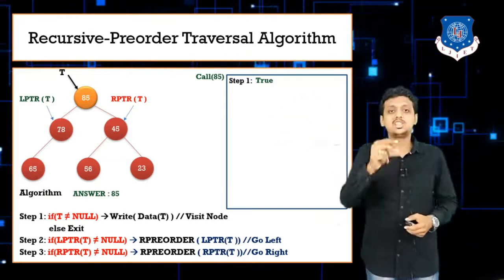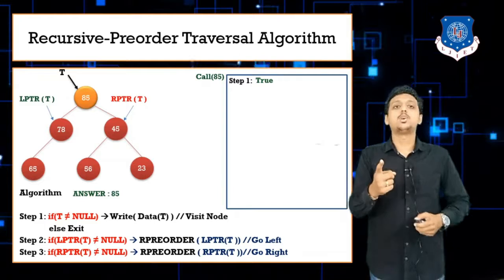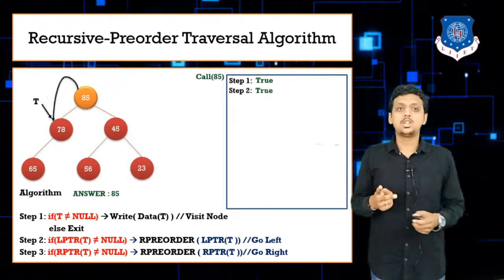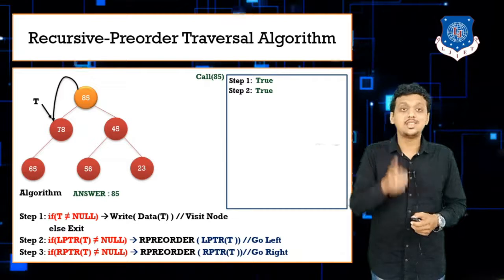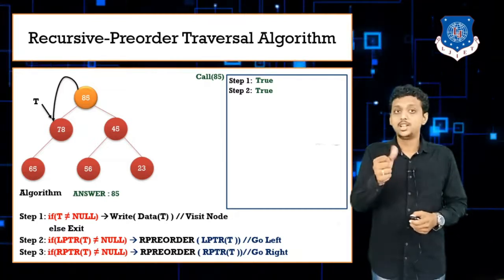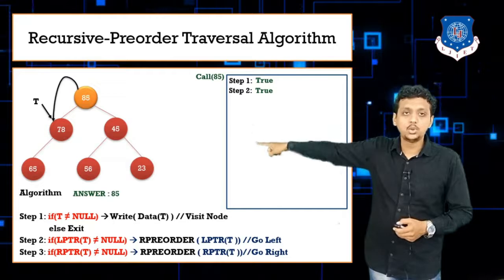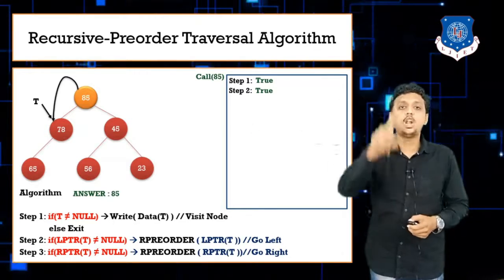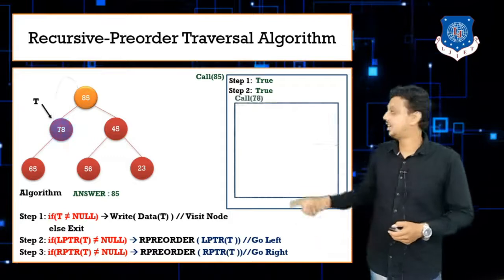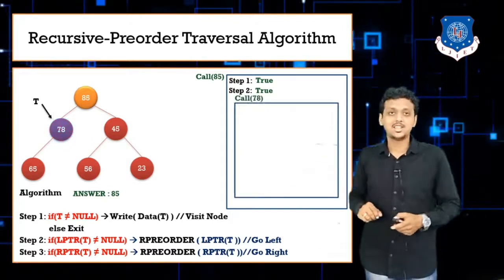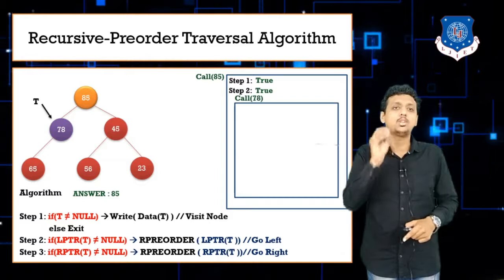So what to do? Step number 2. After completing step number 1 for 85, we move towards step number 2. So here, students, step number 2 is: is LPTR of 85 null or not? No, it's not null. There is a node over there for 85. So you just need to call the function again for 78. Here it is, function calling for 78.